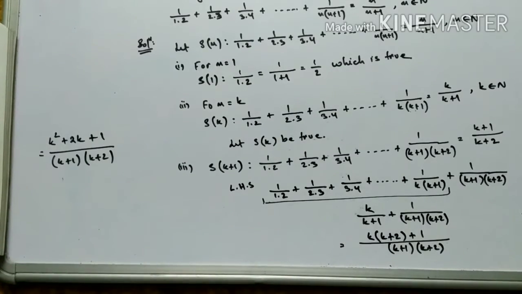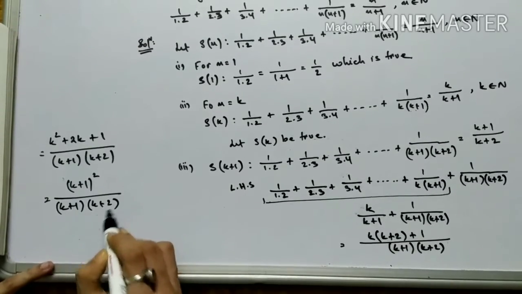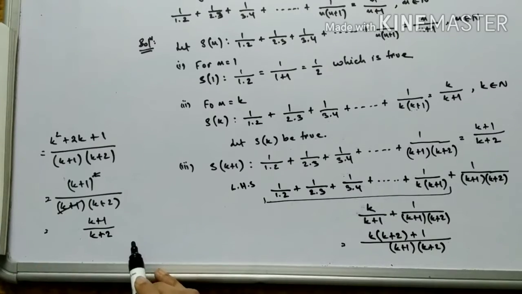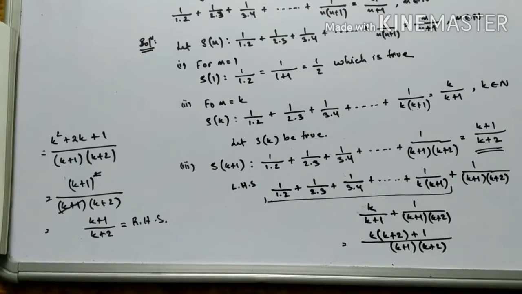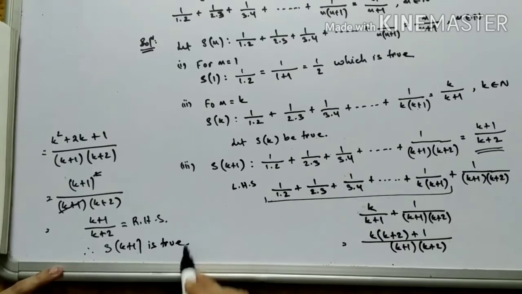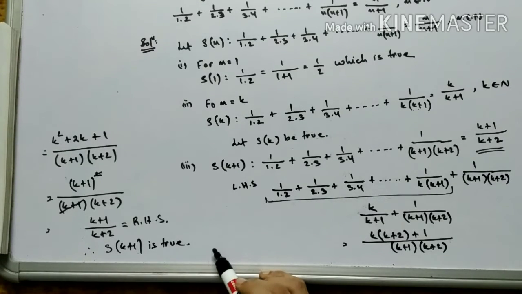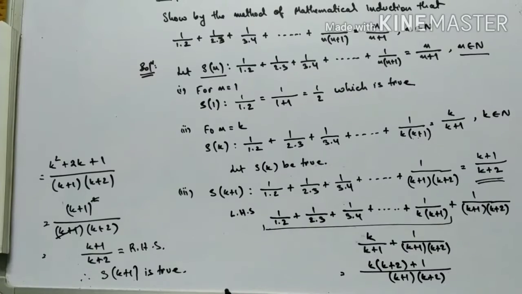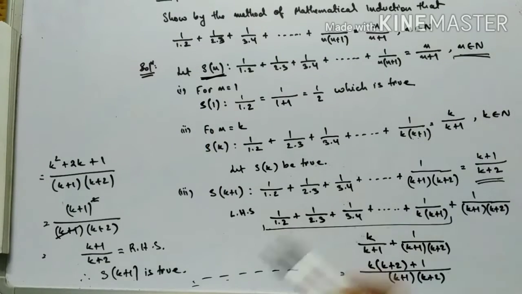So this is the formula of k plus 1 the whole square by k plus 1 k plus 2. So this one and this one I can cut, so ultimately I will get k plus 1 by k plus 2, which is equal to your RHS. Therefore Sk plus 1 is true. And therefore the last statement I can write: by the method of mathematical induction, Sn is true for all n belongs to N. Understand? Last statement I can write.